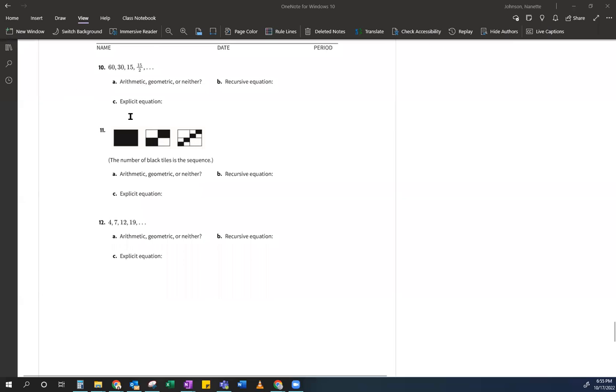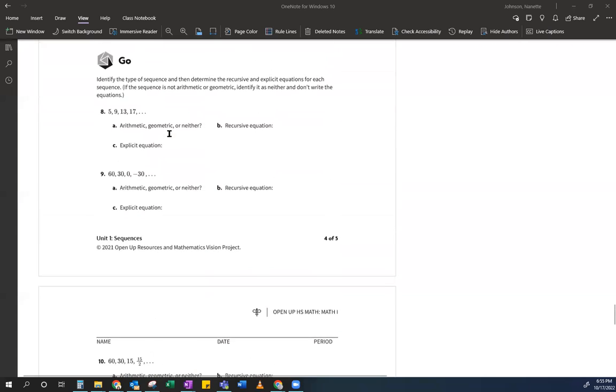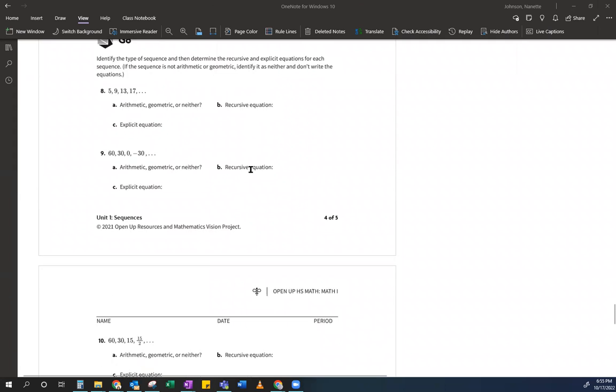Okay, so still in 1.8, and we're going to do 10, 11, and 12. So number 10, it just has all these directions. Identify the type of sequence, and determine the recursive and explicit for each sequence. And if it's not one of those, then identify whether it is or not.